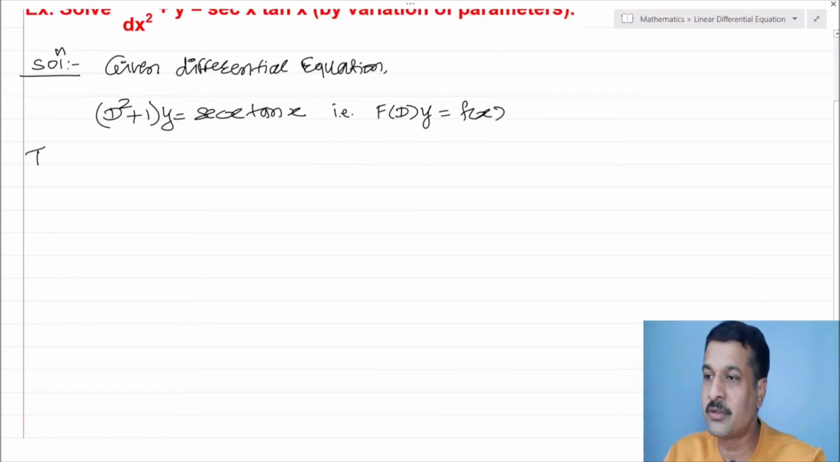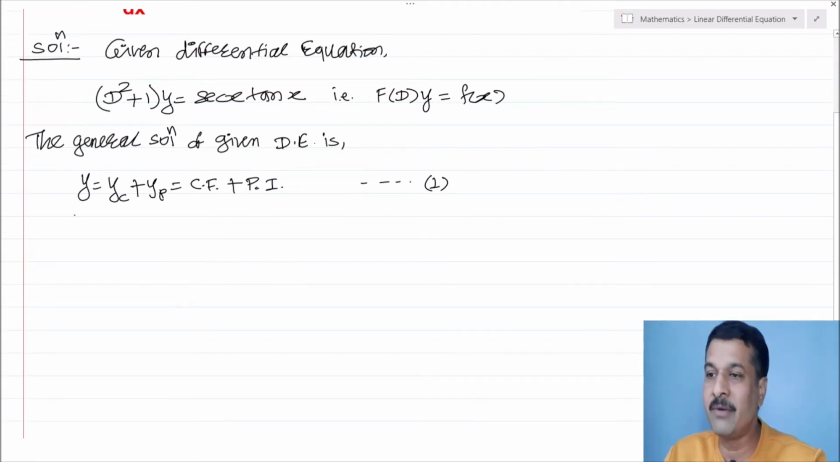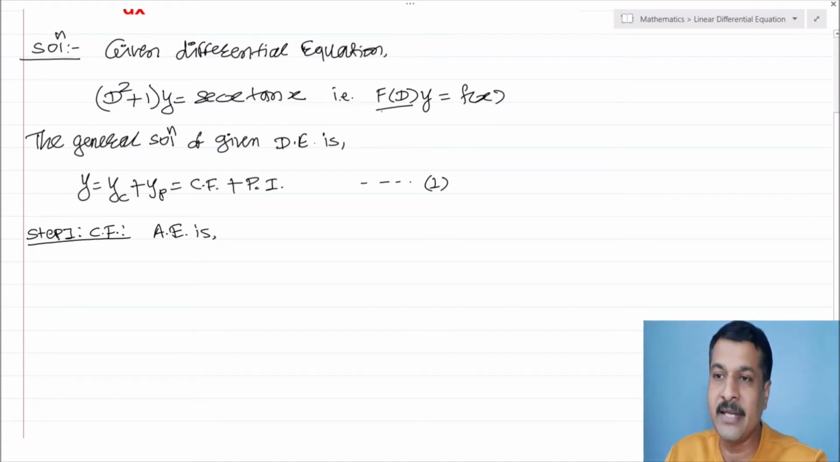So the general solution, or you can say the complete solution, of this given differential equation is y equals yc plus yp. So what is the yc? It is nothing but the CF, and the yp is nothing but the PI. So it is equation number 1. So one by one we have to find. So first part is CF. So step number 1 now, that is the CF. So for CF, the auxiliary equation is, so what is the auxiliary equation here? f of D equate to 0 and find the values.